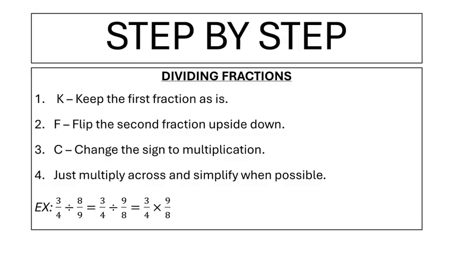For example, if you have 3/4 divided by 8/9, you keep 3/4 the same, flip 8/9 into 9/8 so the 9 is on top and the 8 is on bottom, then make it multiplication. Then just multiply across and simplify.